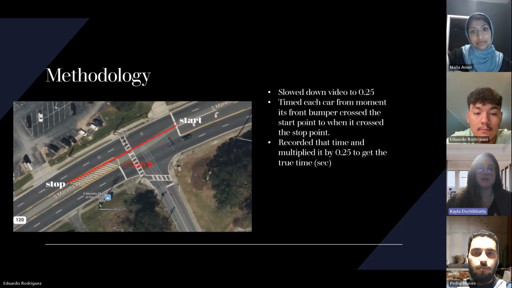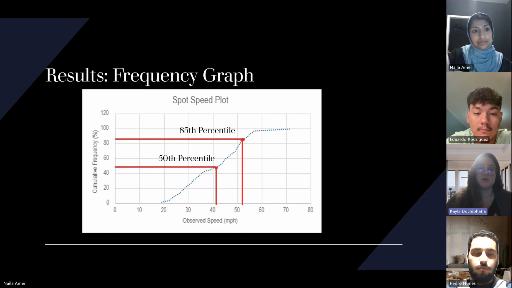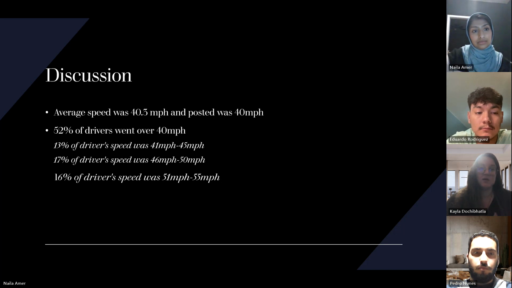And here you can see our spot speed plot with cumulative frequency over observed speed. You can see the 85th percentile marked as well as the 50th percentile marked. The average speed, like Nyla stated, was 40.3 miles per hour. However, 52% of drivers went over the posted speed limit of 40 miles per hour, with 13% of them going 41 to 45 miles per hour, 17% of them going 46 to 50 miles per hour, and 16% of the drivers going 51 to 55 miles per hour.